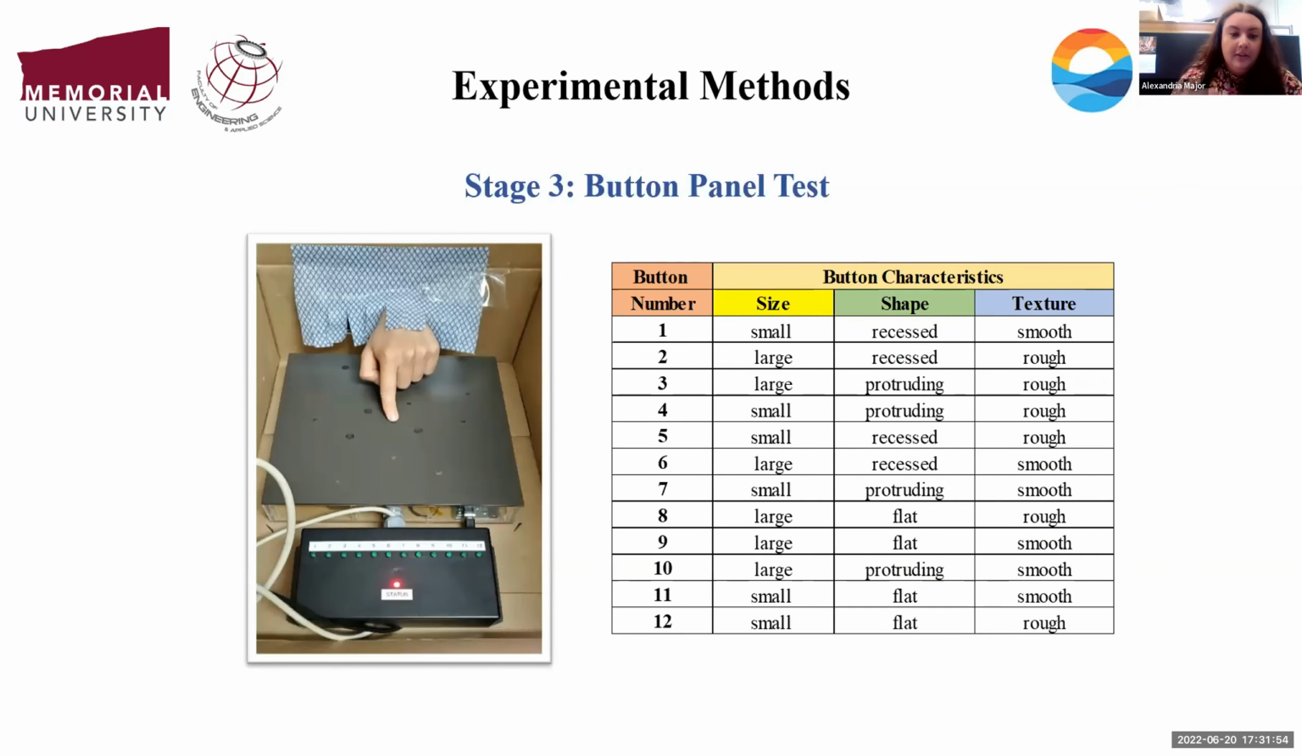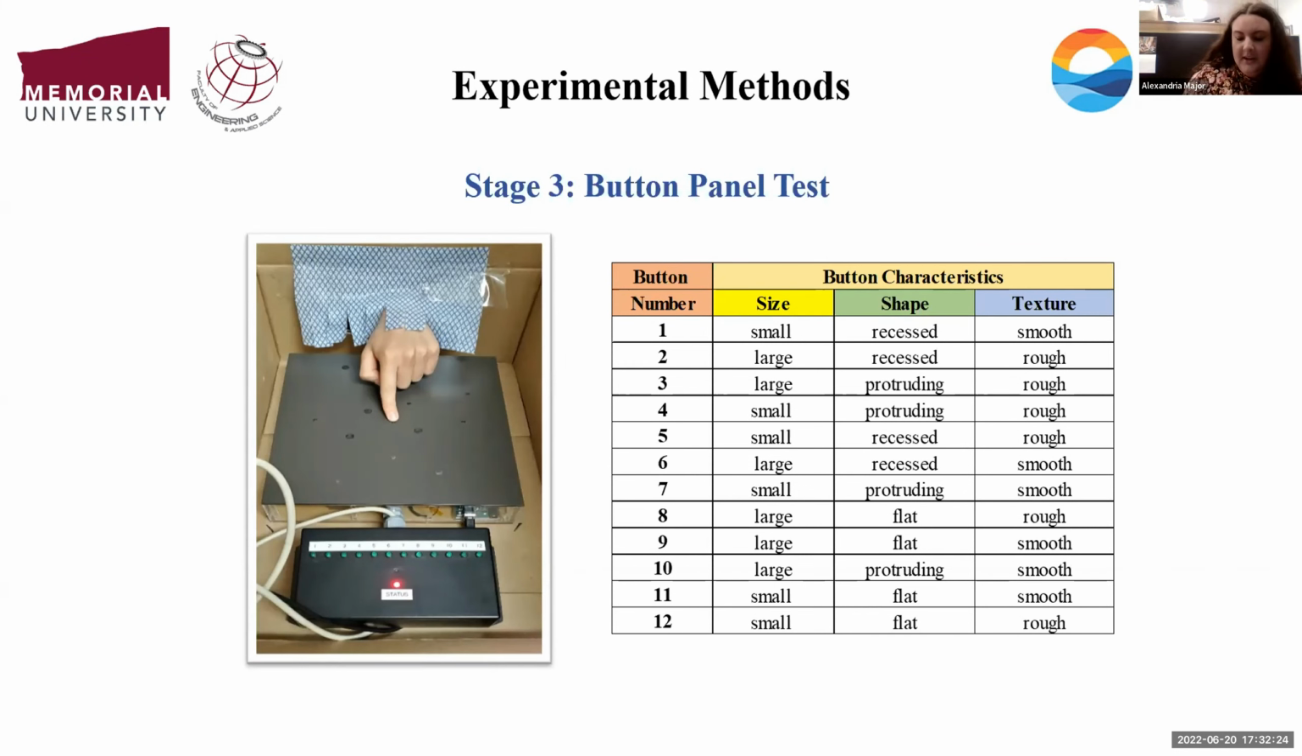The third stage of the experimental methods is the button panel test. This is almost like a square panel with 12 different buttons located randomly on the panel surface, of different sizes, shapes, and textures. The main sizes were small and large. The main shapes were recessed, so embedded, protruding, sticking out from the panel, and also flat. This is a button assessment system that was used for stage three.